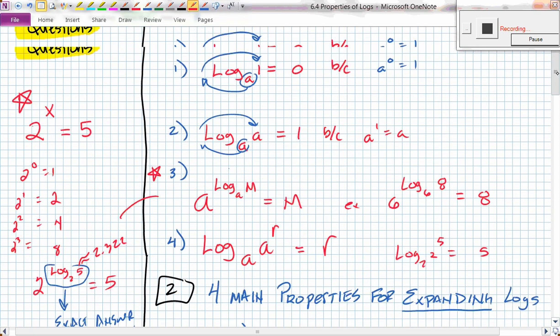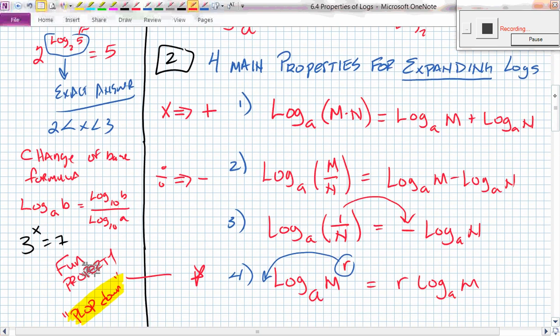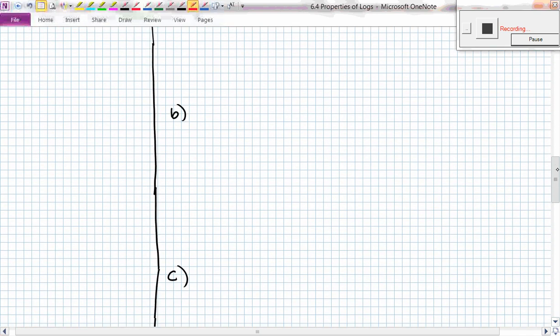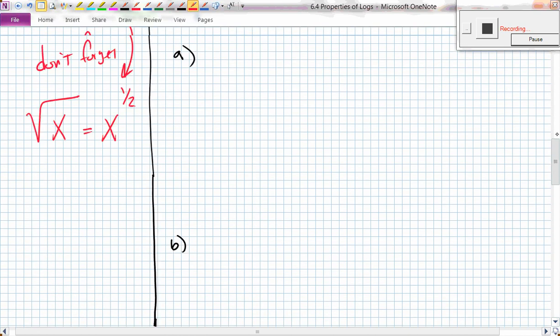All right, a little bit of review. So we have the 4 basic properties. We have the 4 main properties for expanding a logarithm. What we're going to do now is 3 examples, A, B, and C, and then you guys get to do that nasty thing on your own. Doesn't it look rad? Don't worry, you'll be fine once you get there. So let's get back to it.